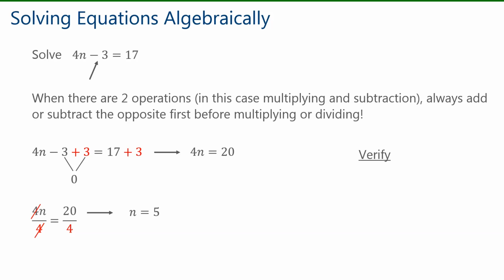I can verify my solution by substituting n equals 5 back into the equation. So instead of 4n, it's 4 times 5. 4 times 5 is 20. 20 subtract 3 is 17. The left-hand side equals the right-hand side. So it's true. So n equals 5 is the solution to the equation 4n subtract 3 equals 17.